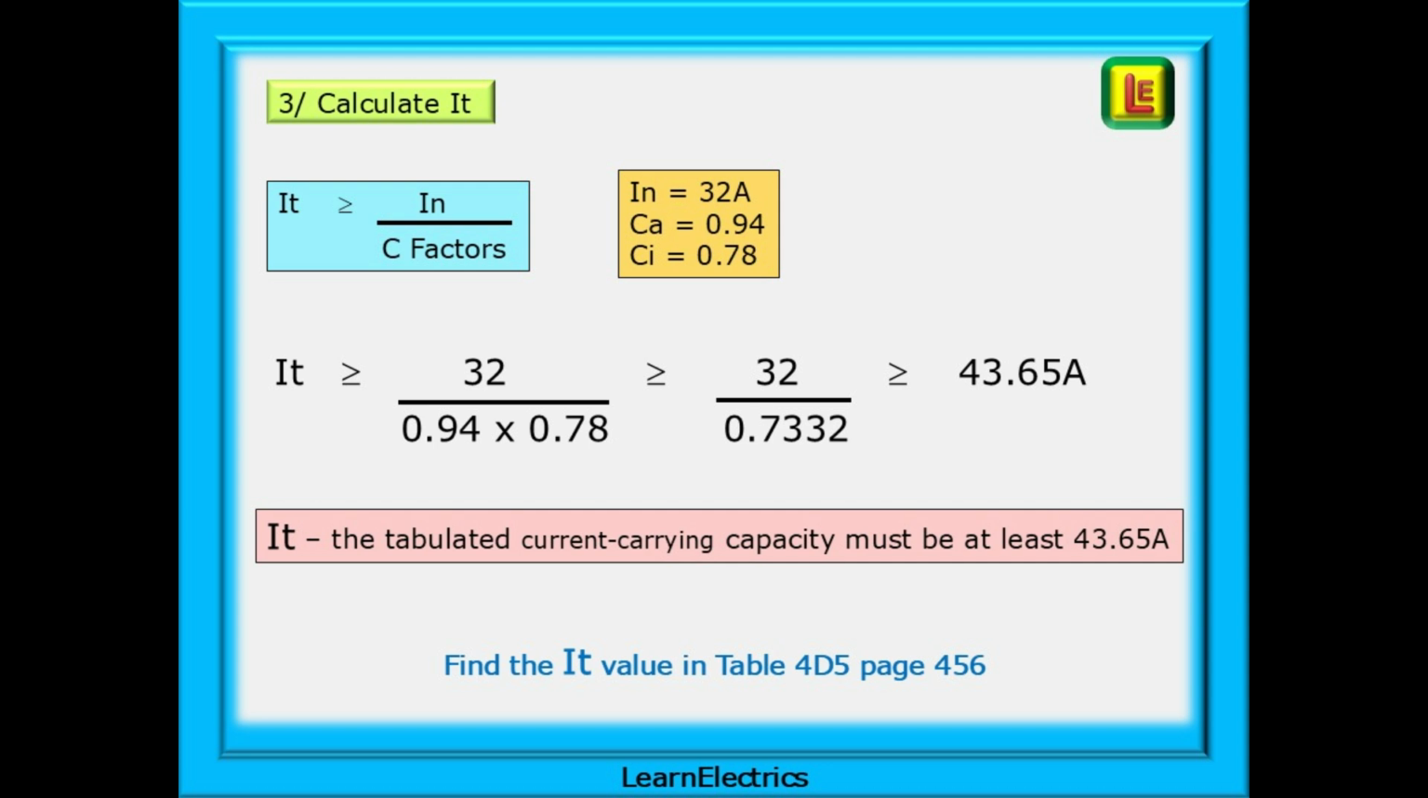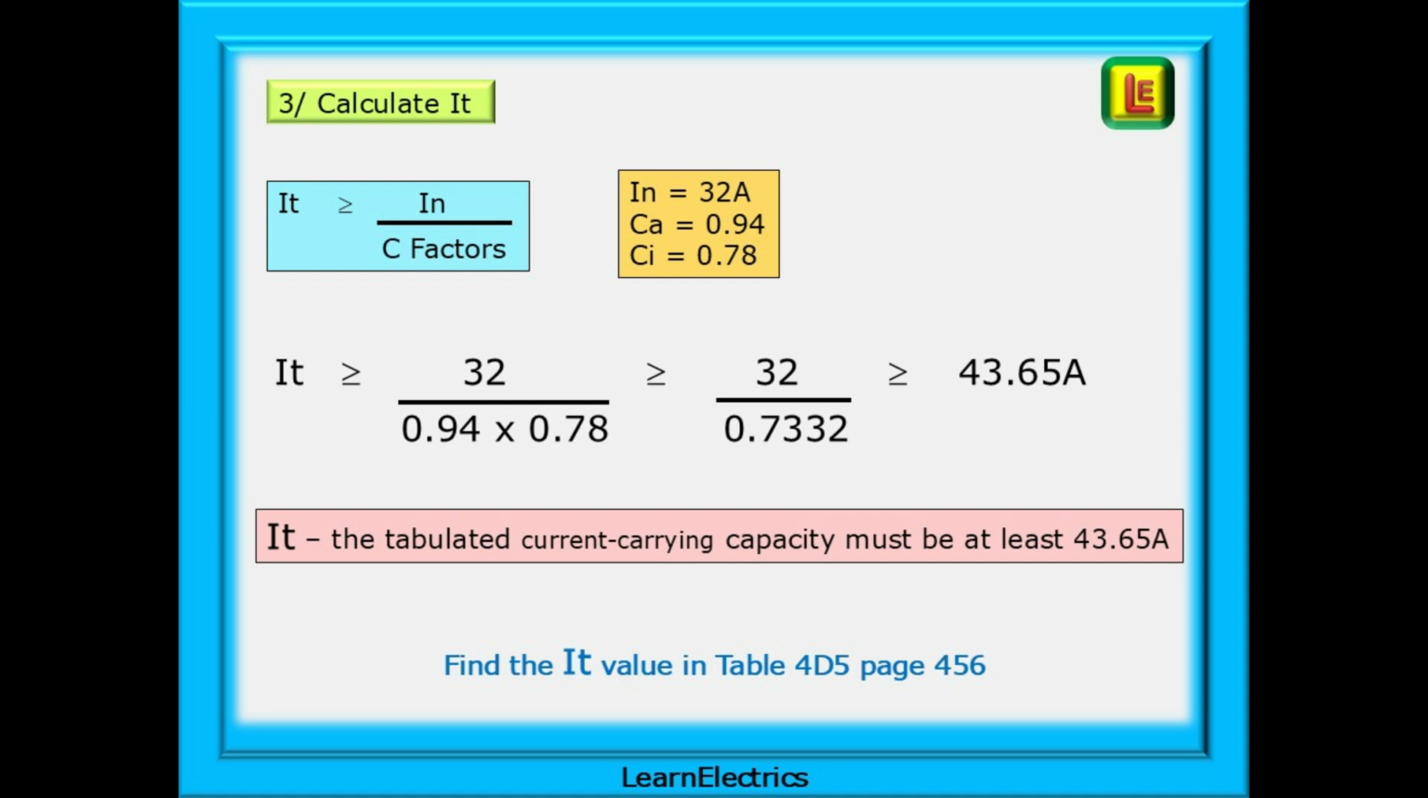We have 32 divided by 0.7332, and this calculates to 43.65 amps. IT, the tabulated current carrying capacity of the cable, must be at least 43.65 amps. Now we can find a suitable cable size by comparing the IT value to table 4D5 on page 456.